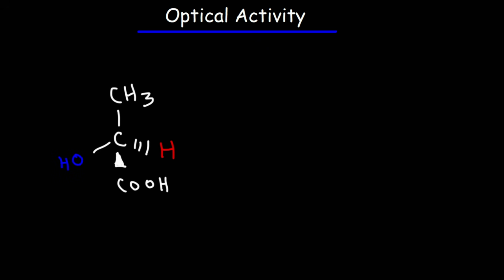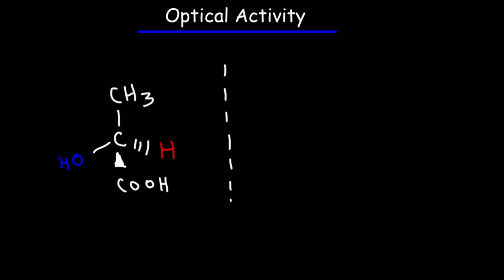So let's begin our discussion with enantiomers. Enantiomers have a chiral carbon. A chiral carbon is basically a carbon with 4 different groups attached to it. The first group that I drew was a methyl group. The second group was a hydrogen. The third was the carboxylic acid functional group, and the last was an alcohol.